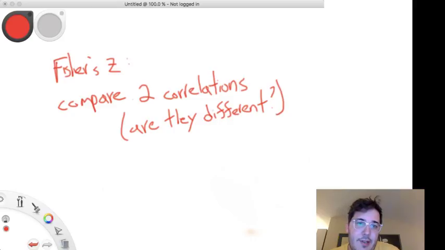Are they different from each other? That's your question. The null hypothesis is that they're probably not different from each other. The alternative hypothesis would be that one correlation is stronger or weaker than the other.